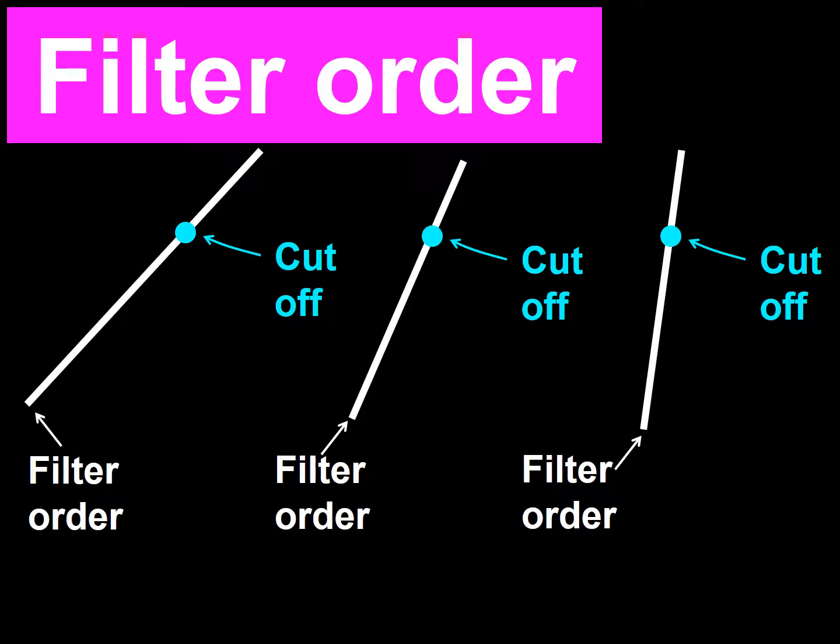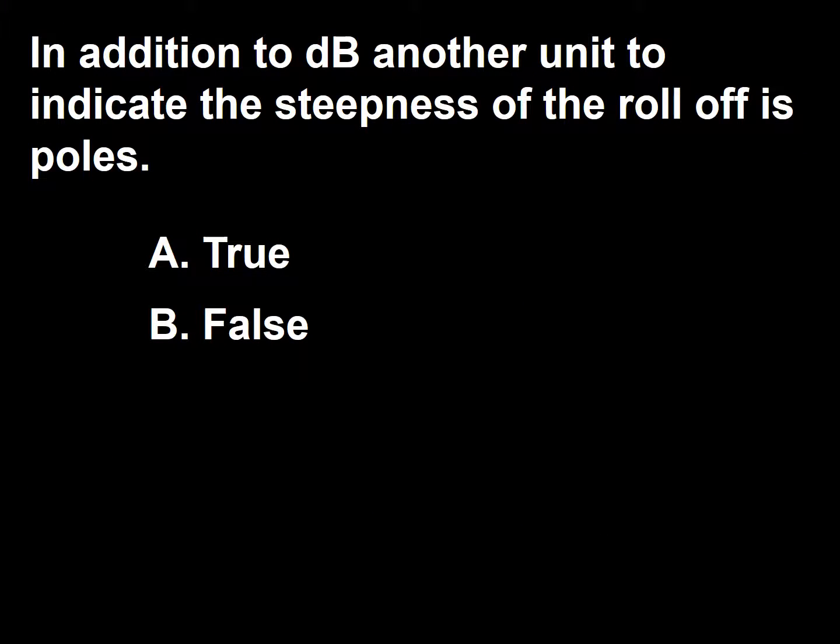Using this nomenclature, we just need to remember that a filter with the order of 6 poles produces a steeper elimination of unwanted signals than one with 4 poles, and that a filter with the order of 4 poles produces a steeper elimination of unwanted signal than one with 2 poles. So the answer to this question is true.